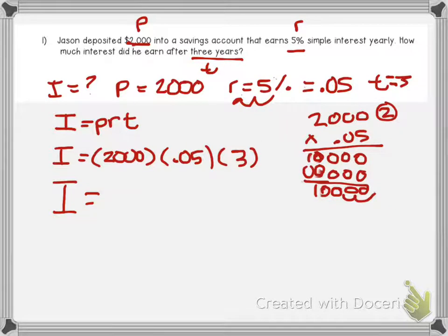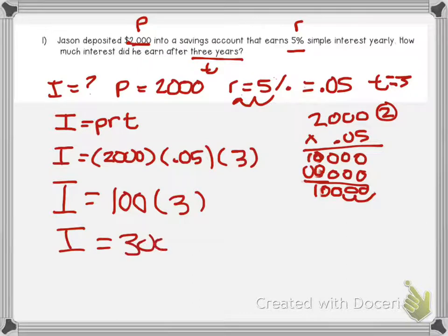Okay, so just to check, you should have gotten 100. And then we have 100 times 3, which equals 300. That's the interest. Okay?